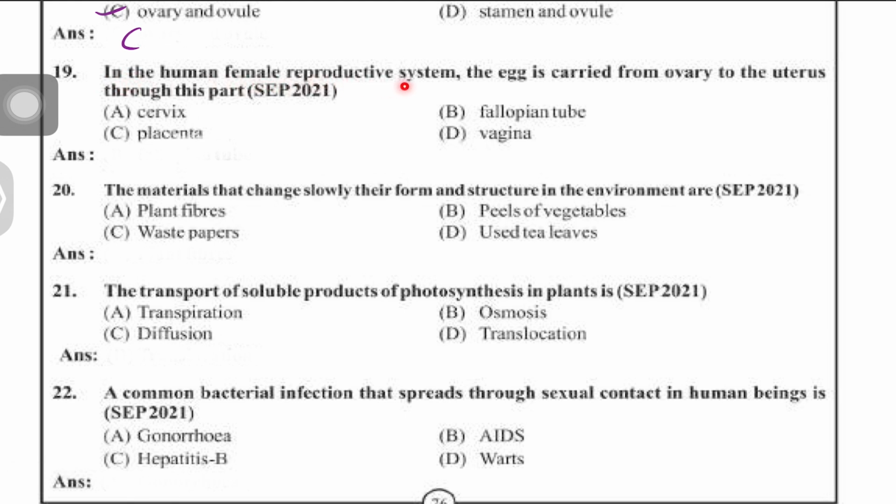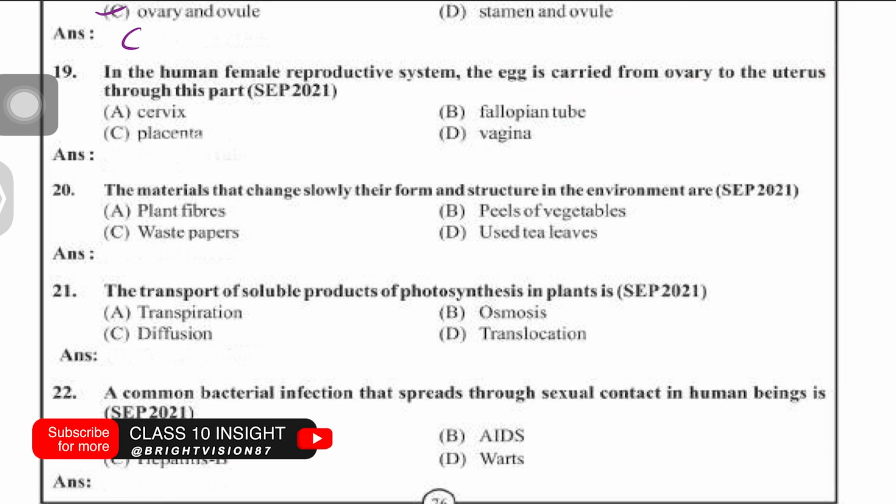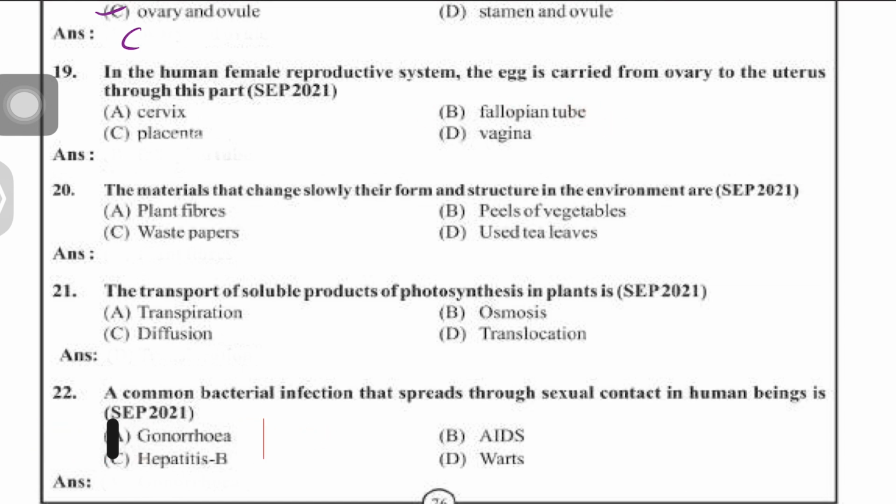In the human female reproductive system, the egg is carried from ovary to the uterus through this part. It is through the fallopian tube, we have discussed in the 11th question itself. So it is the tube which will help the egg to travel. It is carried from ovary to the uterus through this tube, nothing but the fallopian tube. Hence the correct answer for 19th question is fallopian tube.